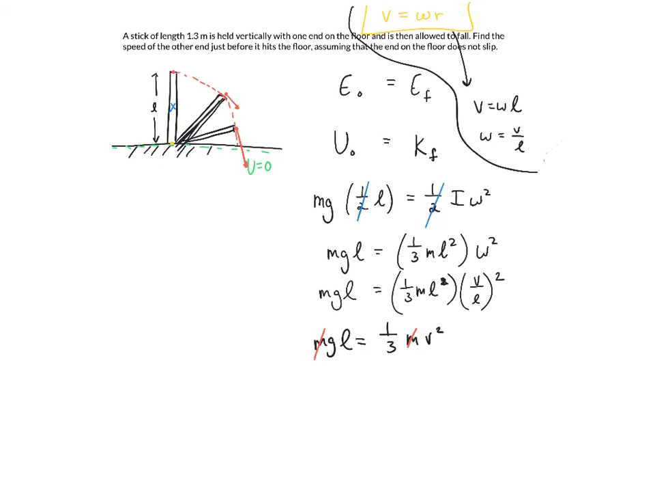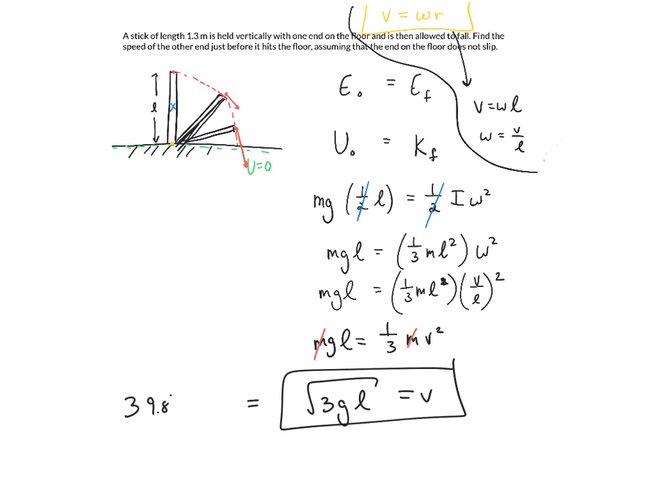And then finally, the last step is to recognize that we've got to get v. So it's going to be 3gl under a square root. So that number, whatever it turns out to be, will just be 3 times 9.8 times the length of the meter stick. So it turns out that it's independent of mass. It doesn't matter how heavy this object is, it just matters how long the object is. The length of the object is what gives us the tangential velocity there.